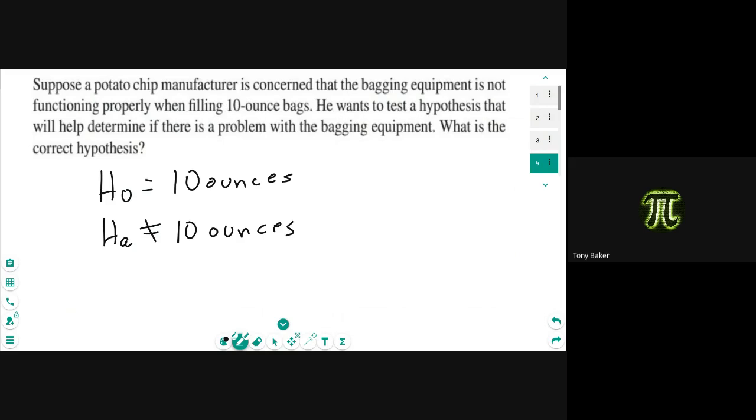You're never going to say less than and greater than. You're going to say not equal to. So basically, if it's not giving me 10 ounces, there's a problem. That makes sense? Well, yeah. It always seems to be at the lower end, not the upper end, you know?